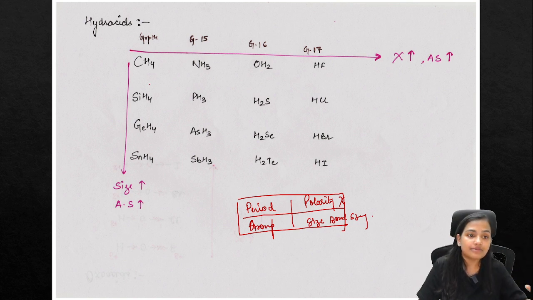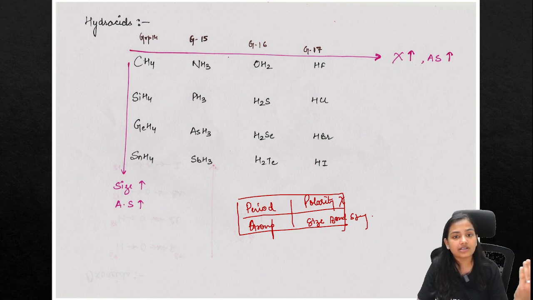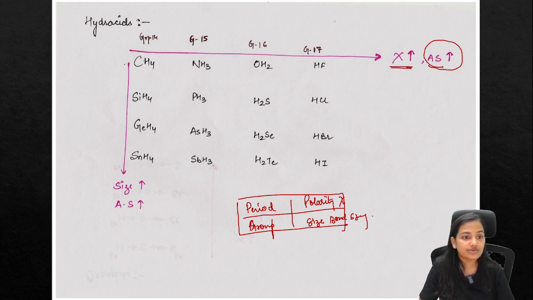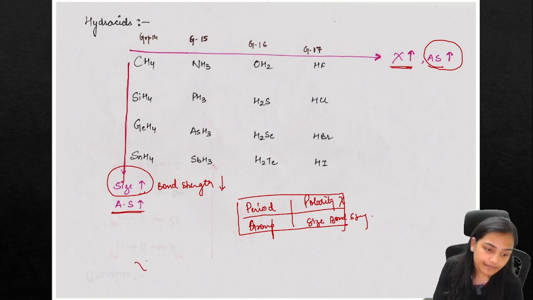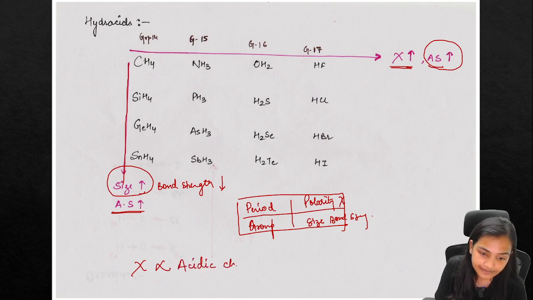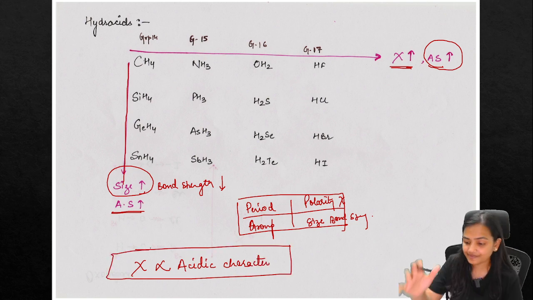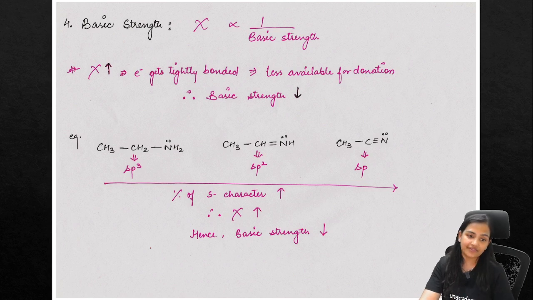Ultimately we can conclude that when you are moving from carbon, nitrogen, oxygen, fluorine, the electronegativity increases, the acidic strength increases. But as you are moving from carbon to silicon, germanium and tin, the size increases, the bond strength decreases, hence the acidic character increases. This is it. So got it? Electronegativity is directly proportional to acidic character. So this is the conclusion that we have drawn.